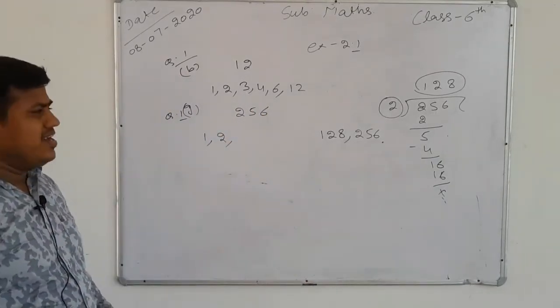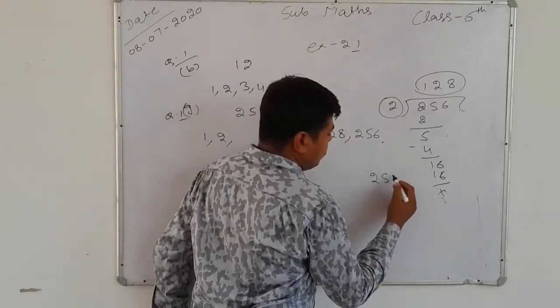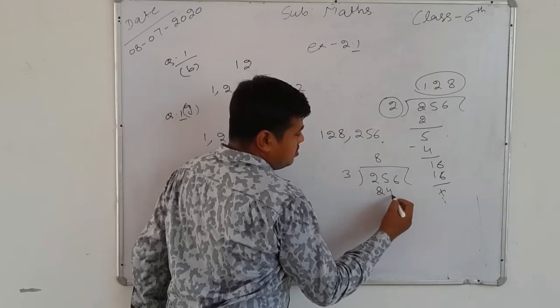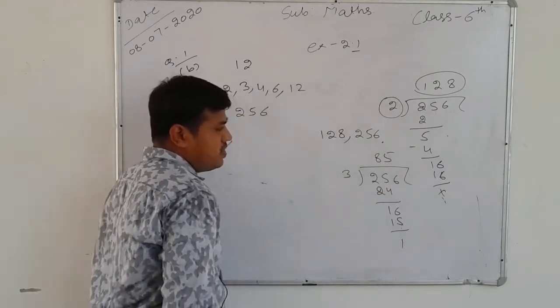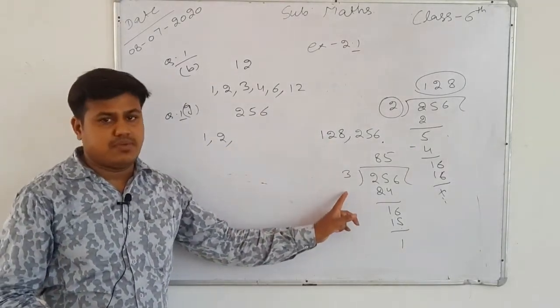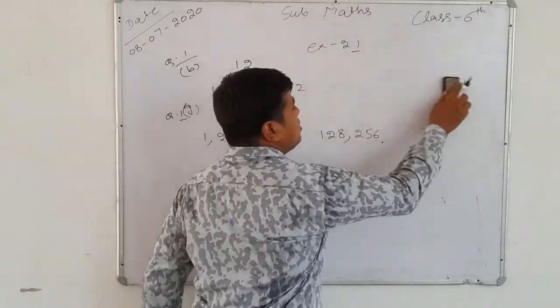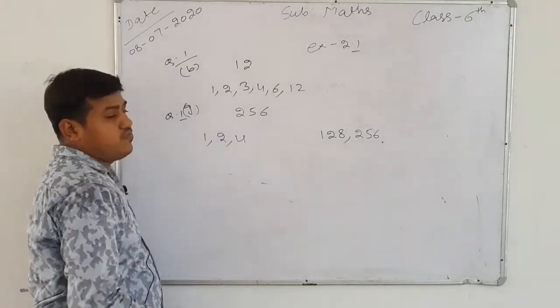Let me try 3. We will discuss the rule of 3. 3 eights are 24, 3 fives are 15. Here 1 is the remainder. It means 256 is not completely divisible by 3. It means 3 is not a factor of 256. Let's try 2, sorry, 4.